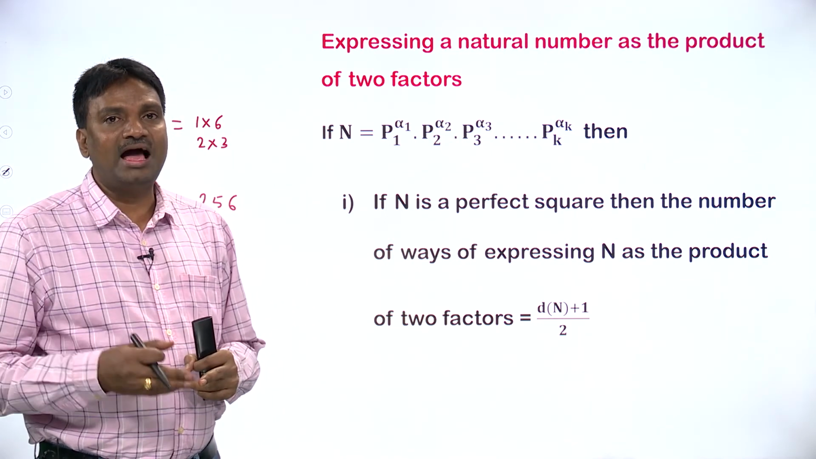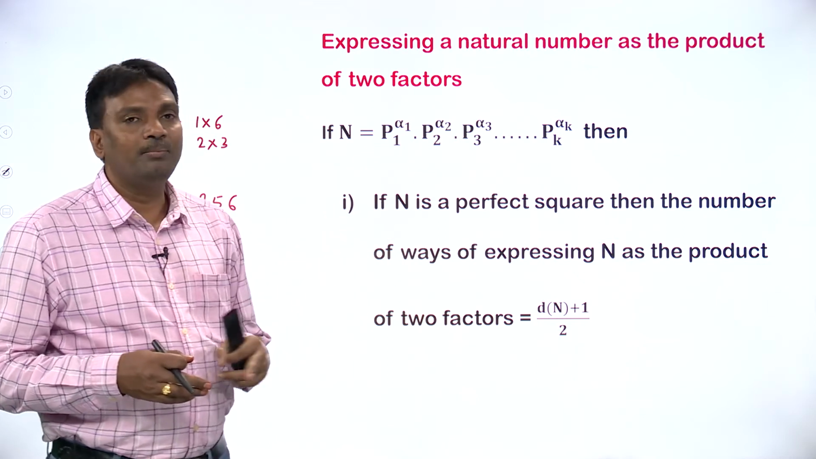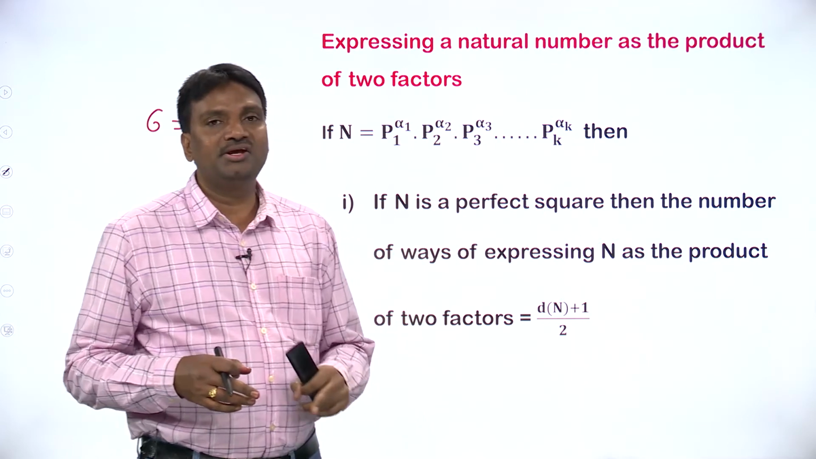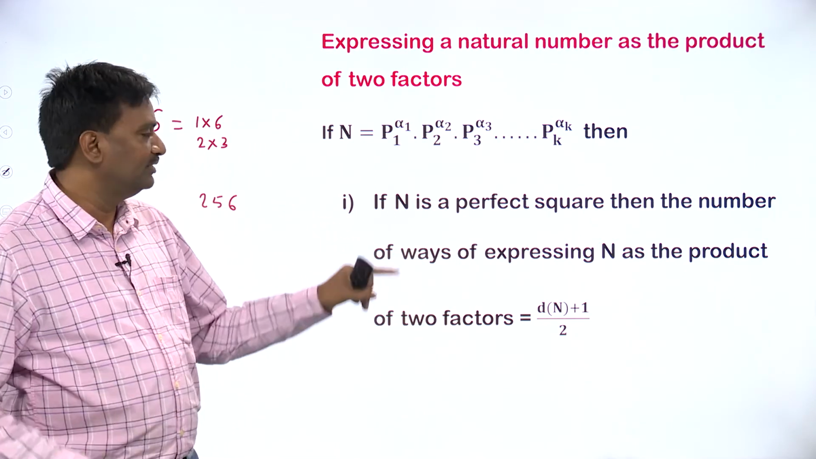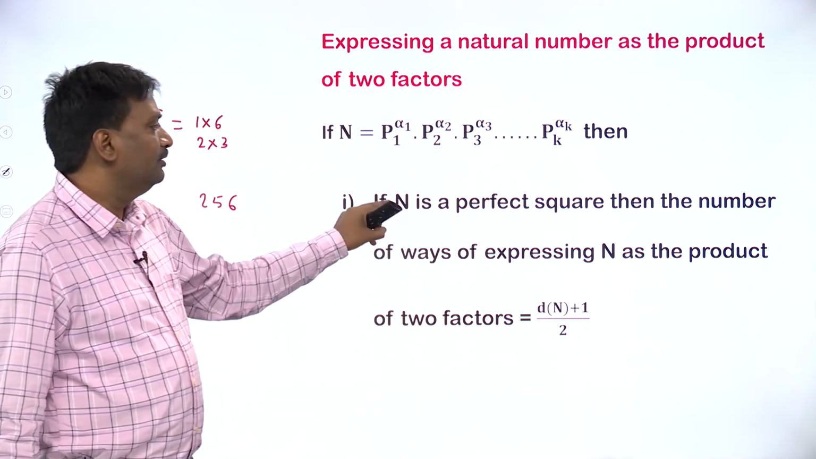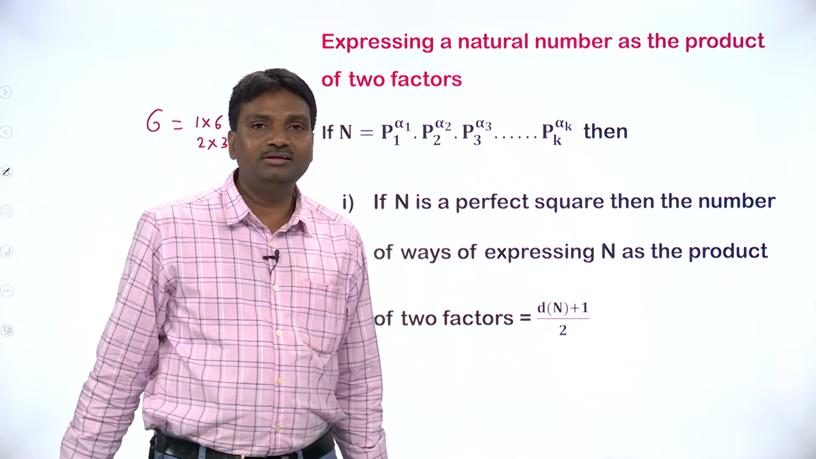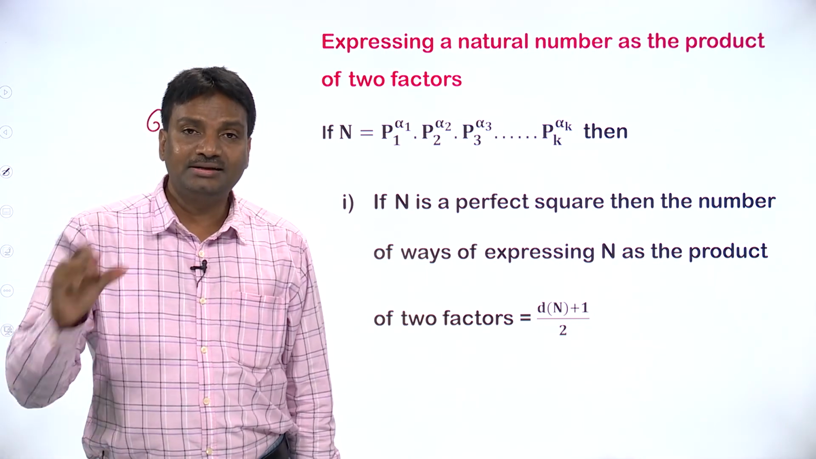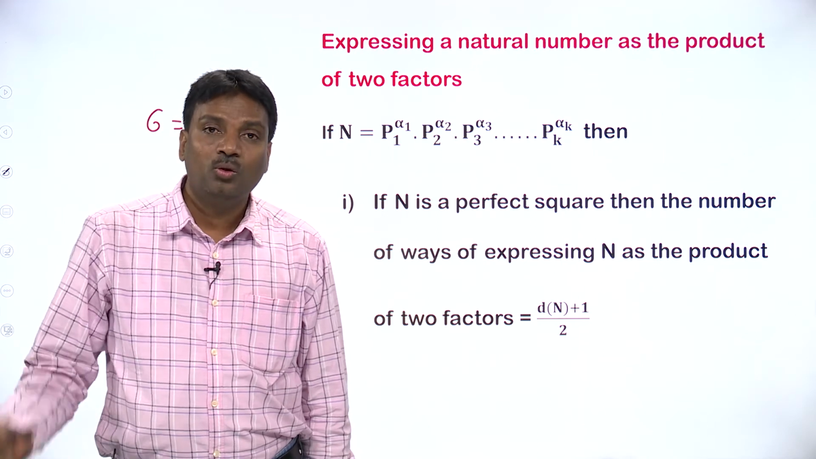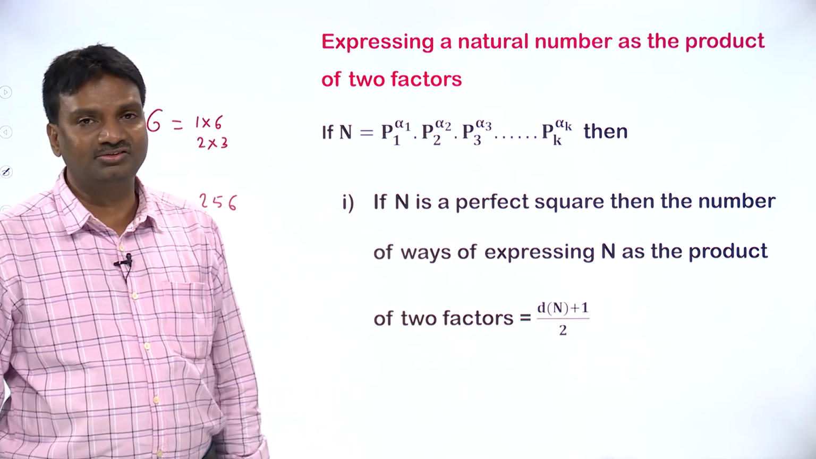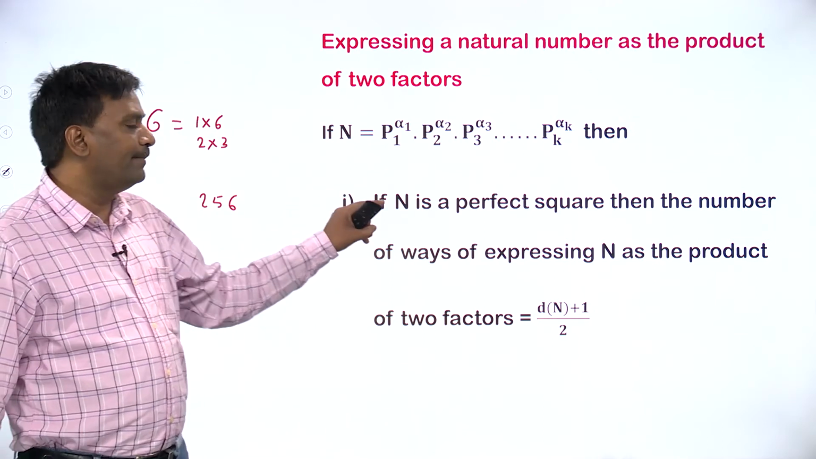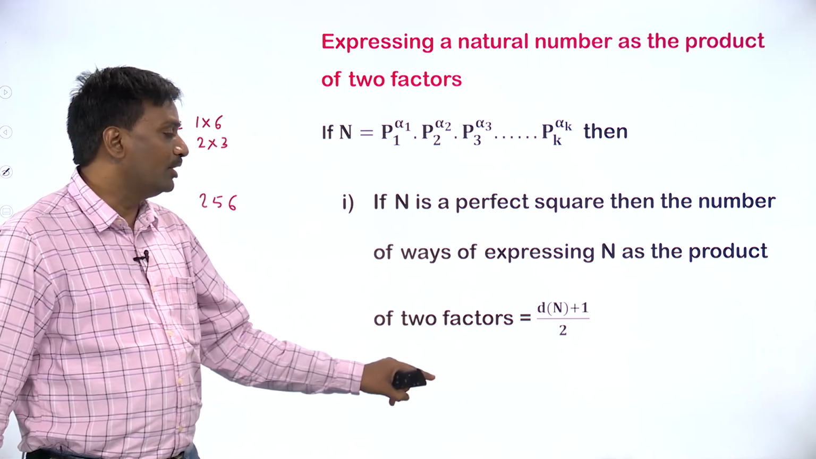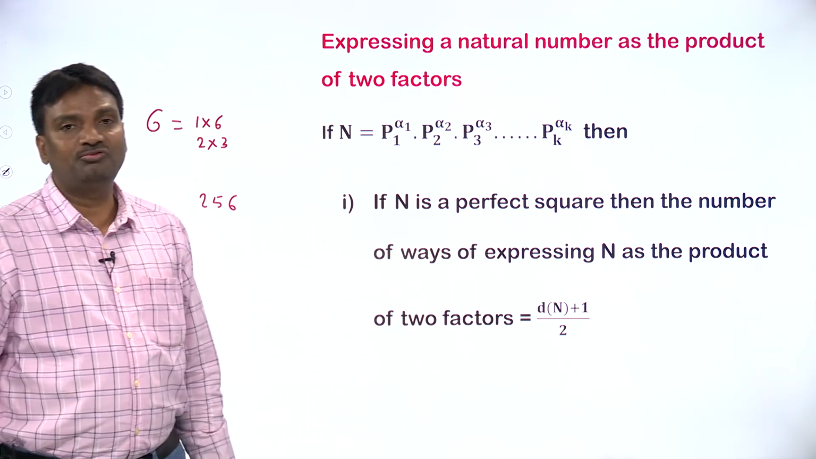If you express the given natural number n as n equal to p1 power alpha 1 into p2 power alpha 2 into p3 power alpha 3 into so on pk power alpha k, then here the first condition is if n is a perfect square. So, 1 is a perfect square, 1 square equal to 1, 4 is a perfect square, that is 2 square, 36 is a perfect square, that is 6 square, 121 is a perfect square, that is 11 square. So, if the given number n is a perfect square, then the number of ways of expressing n as the product of two factors is (d of n plus 1) by 2.